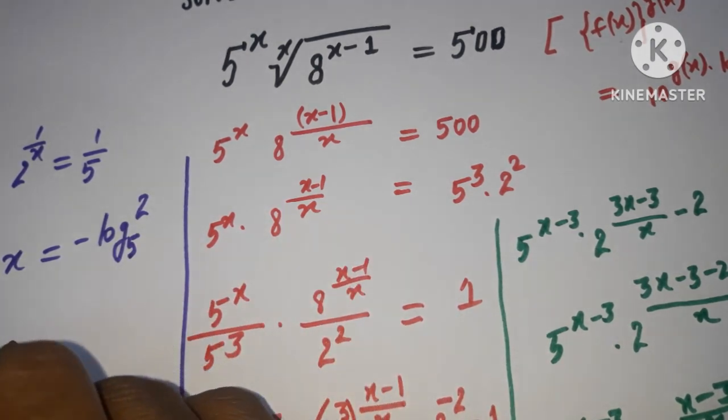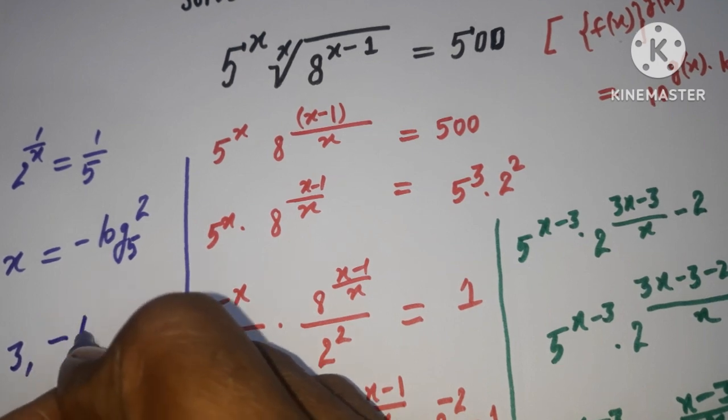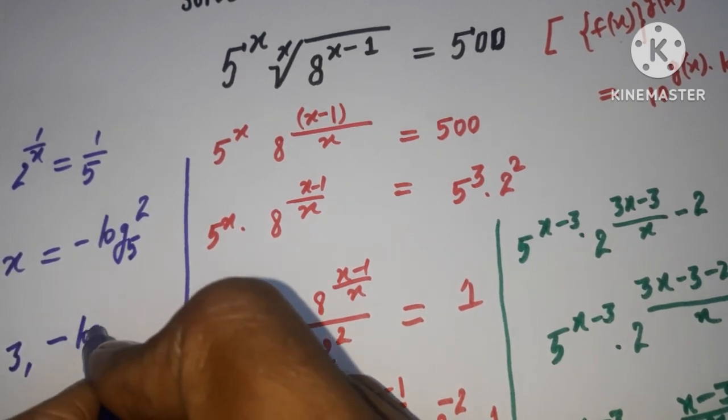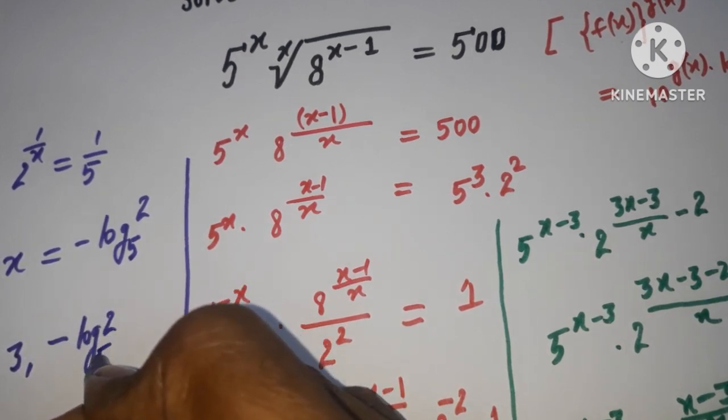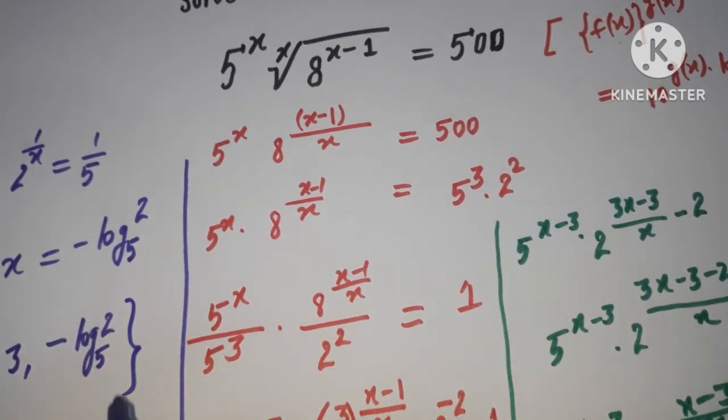So there are two values for x here. The first one is 3 and the other is negative log of 5 to the base 2. So this is our solution for x.